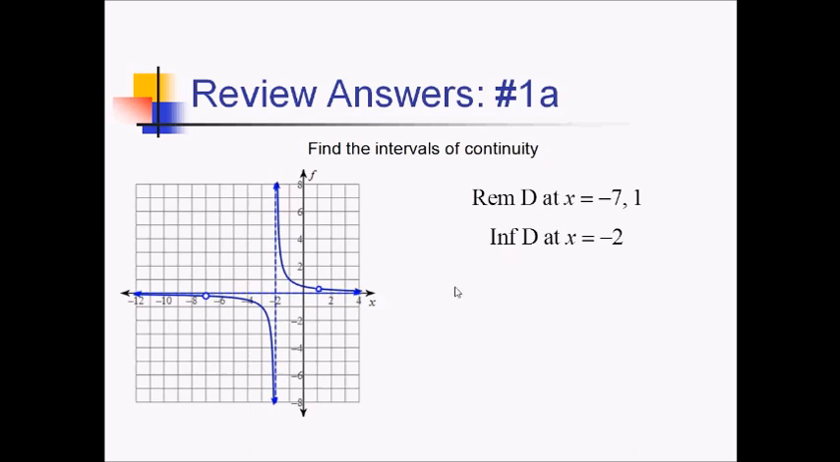Since there are no endpoints, we can start at -infinity and go until this -7 removable discontinuity. Our next interval is going to be from -7 to that asymptote at -2, and then from -2 to +1, and then finally from +1 to +infinity.